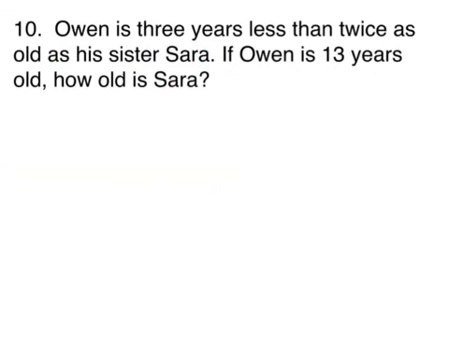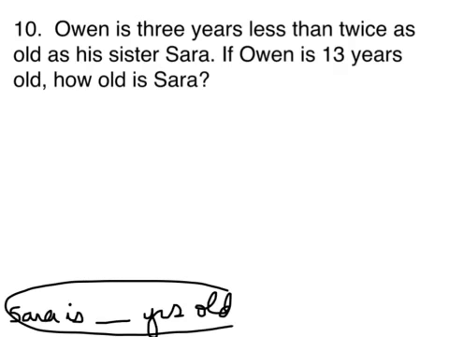Okay, so number 10, Owen is 3 years less than twice as old as his sister Sarah. And if Owen is 13 years old, how old is Sarah? So the question they're asking me to answer is Sarah is blank years old. So I'm going to go ahead and write that because it's going to be really easy to possibly get Owen's age as we solve and then answer the question wrong. So we'll just make sure we're staying on track.